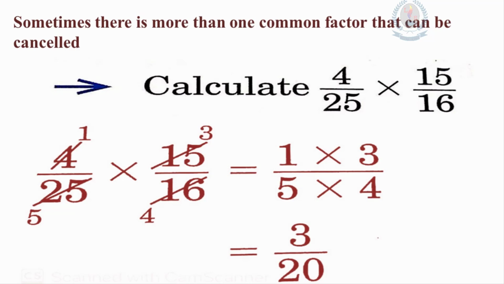So, the first fraction's numerator and the second fraction's denominator should be considered, and in the same way the first fraction's denominator and the second fraction's numerator should be considered. Here the first set has been simplified by common factor 4 and the second set has been simplified by 5. So when you simplify, the answer is 1, 3, 5 and 4. After getting these, you have to multiply in a horizontal manner. Look into the second step. 1 multiplied by 3 over 5 multiplied by 4. So the answer is 3 over 20.